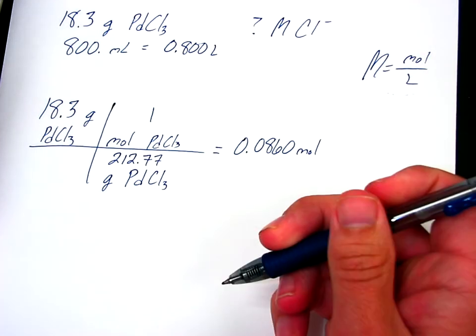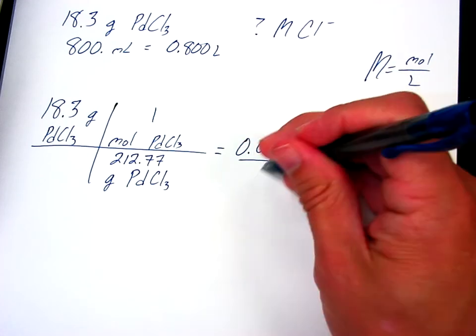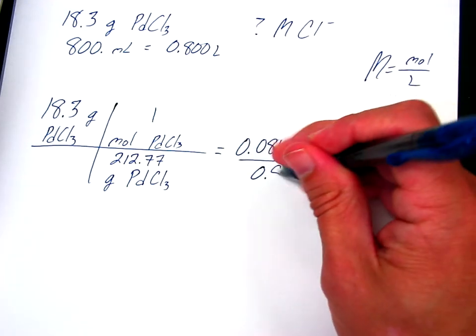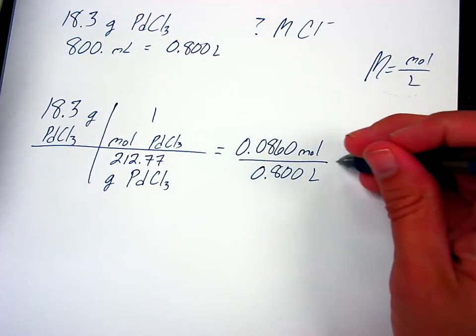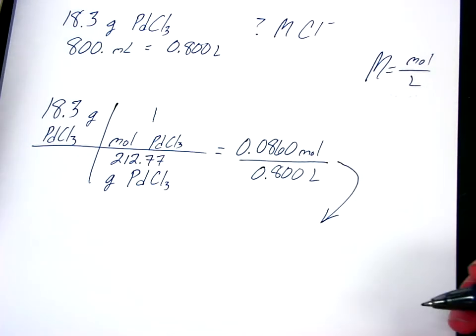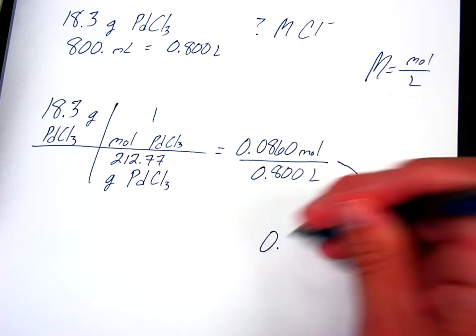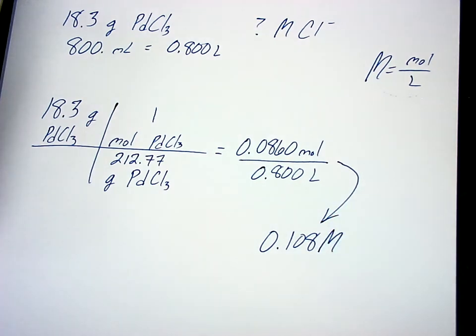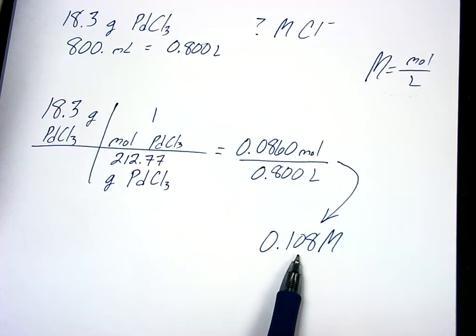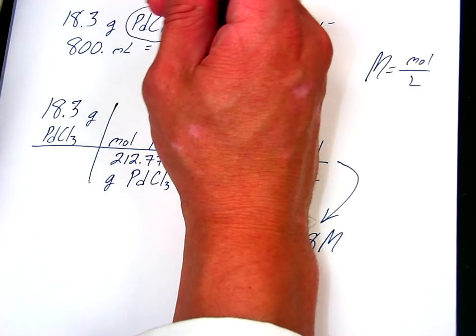So I know that to find the molarity, it's moles divided by liters. So I'm just going to take these moles right here and divide it by 0.800 liters. All right. And when I do that, it's going to give me 0.108 molar. So my 0.108 molar here is the molarity of the entire compound up here.